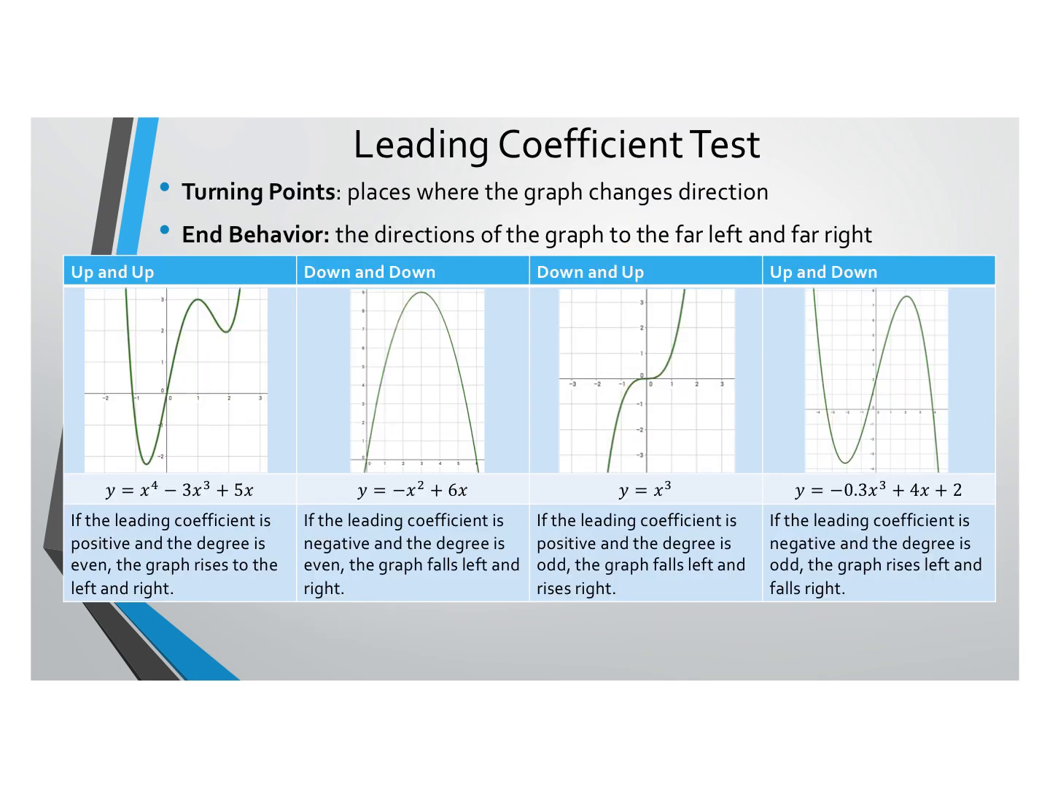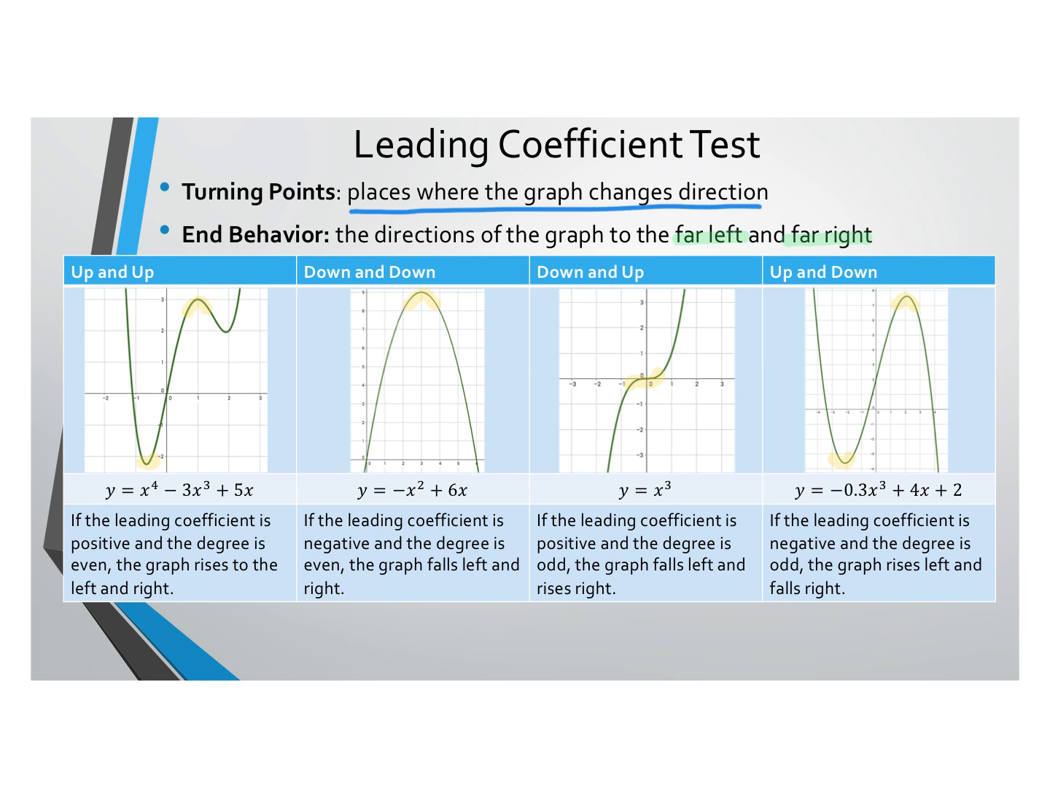Next thing, turning points. Okay, so these are places where the graph changes direction. A turning point in our sample pictures here would be where we go from positive to negative or negative to positive. So all the yellows would be turning points. And then end behavior is where the directions of our graph go on the far left and the far right.